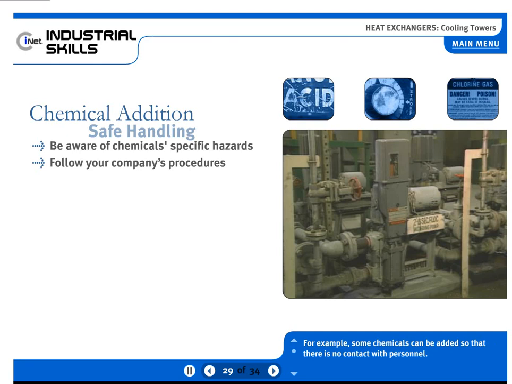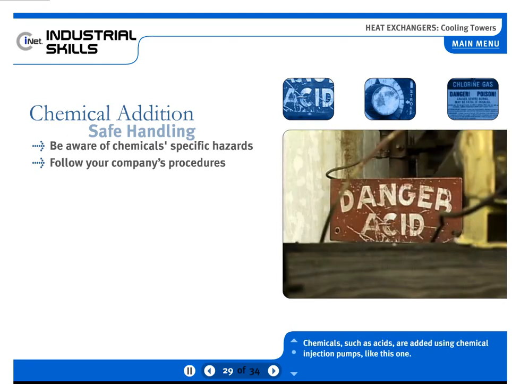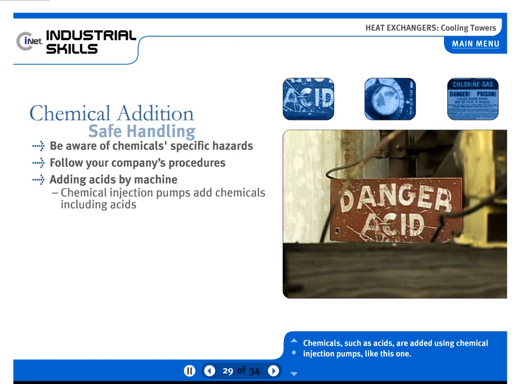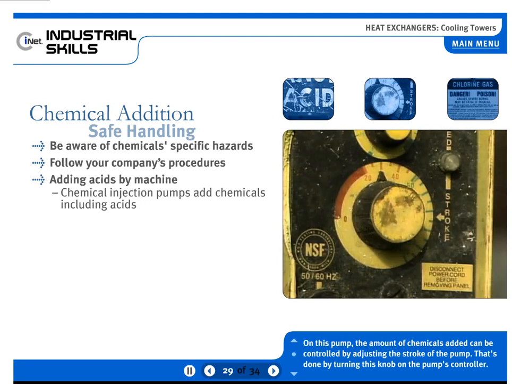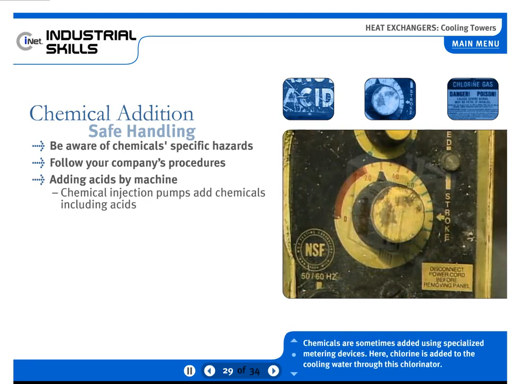For example, some chemicals can be added so that there's no contact with personnel. Chemicals such as acids are added using chemical injection pumps like this one. On this pump, the amount of chemicals added can be controlled by adjusting the stroke of the pump. That's done by turning this knob on the pump's controller.